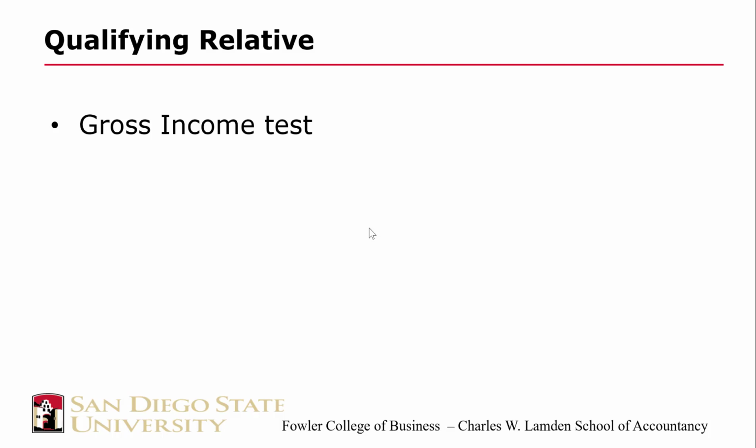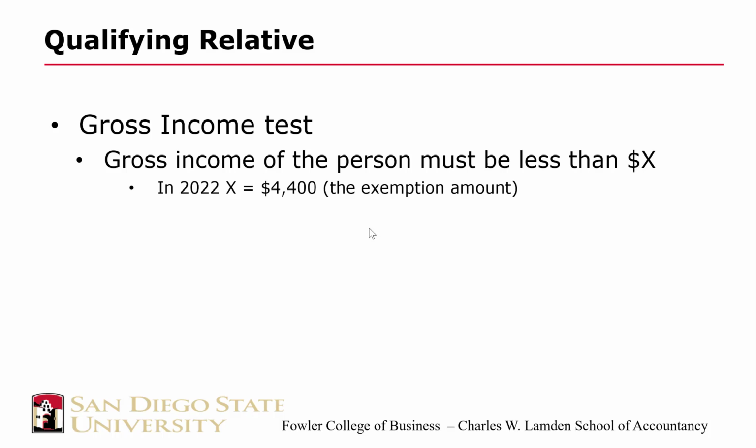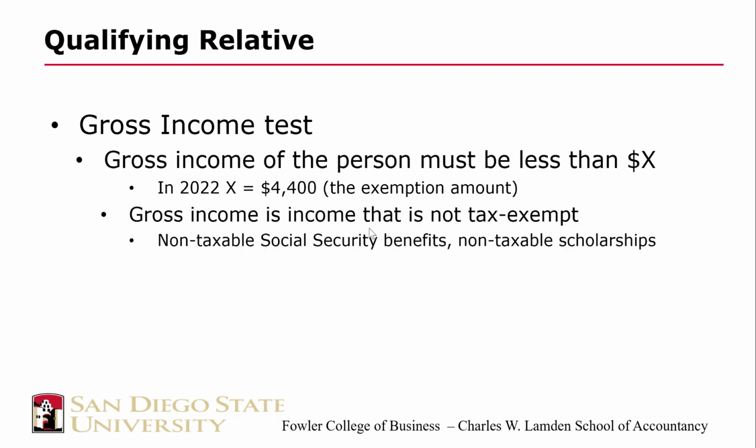You also need to pass the gross income test. To be a qualifying relative, the gross income of that person must be less than some amount of money. And in 2022, that amount of money is $4,400. And for those that are old enough to remember exemptions, that's the 2022 exemption amount. Exemptions don't apply anymore, but they do because we use that amount for the gross income test. So they have to keep issuing what the gross income test amount is, which is the exemption amount.